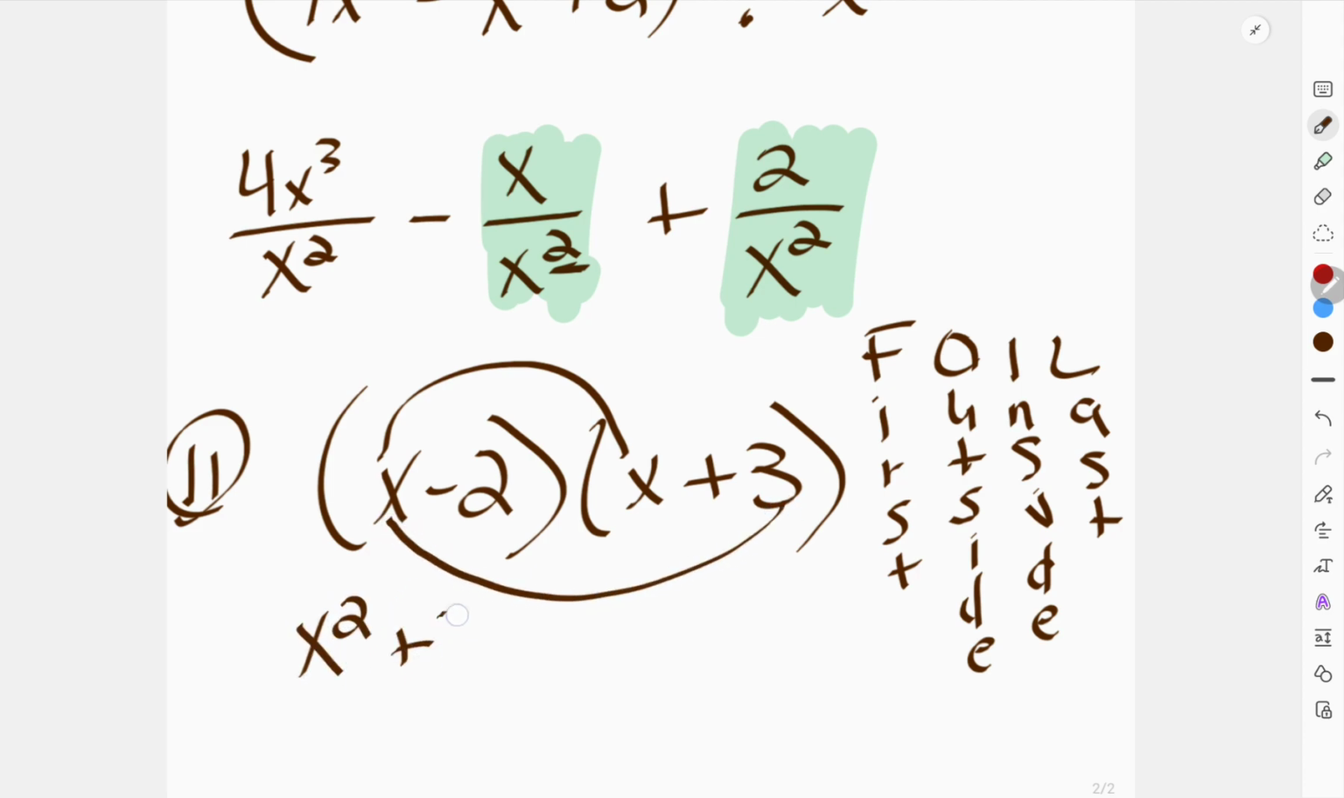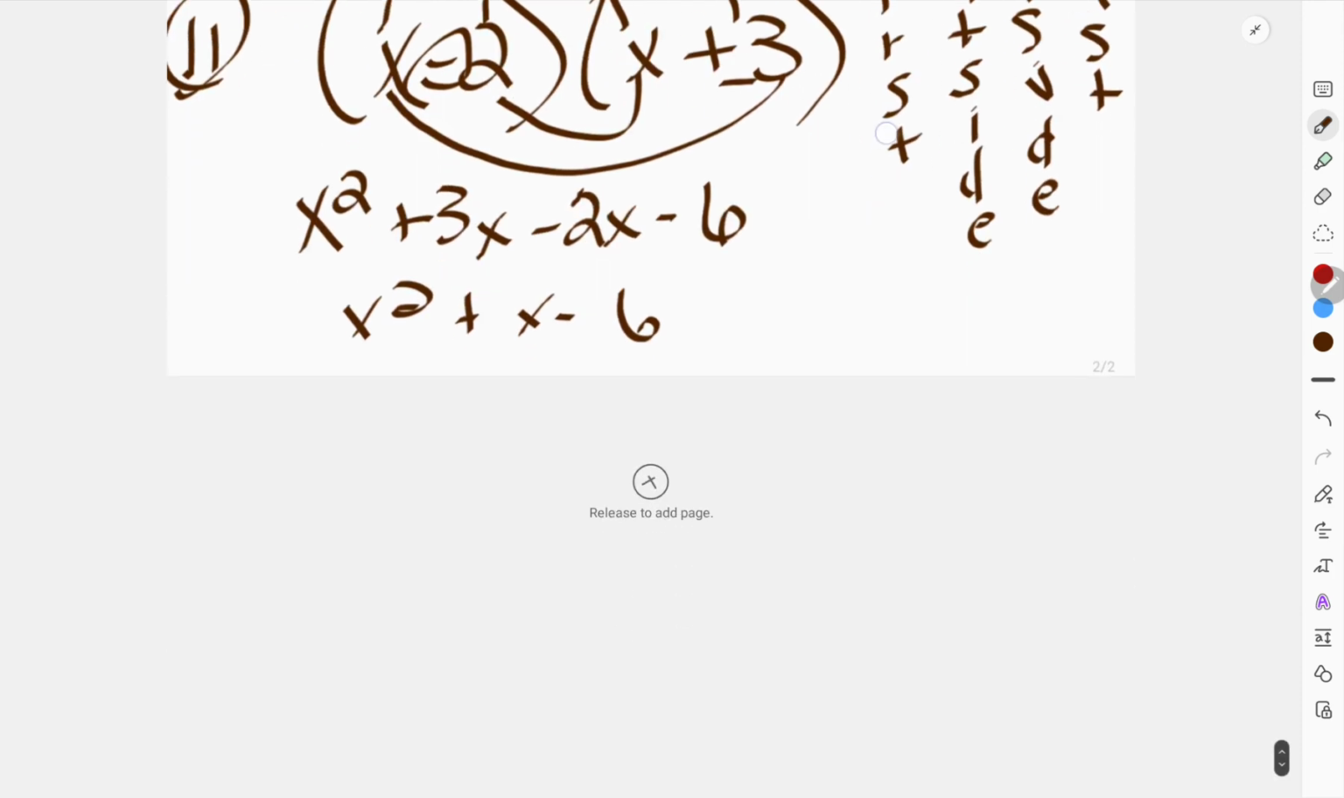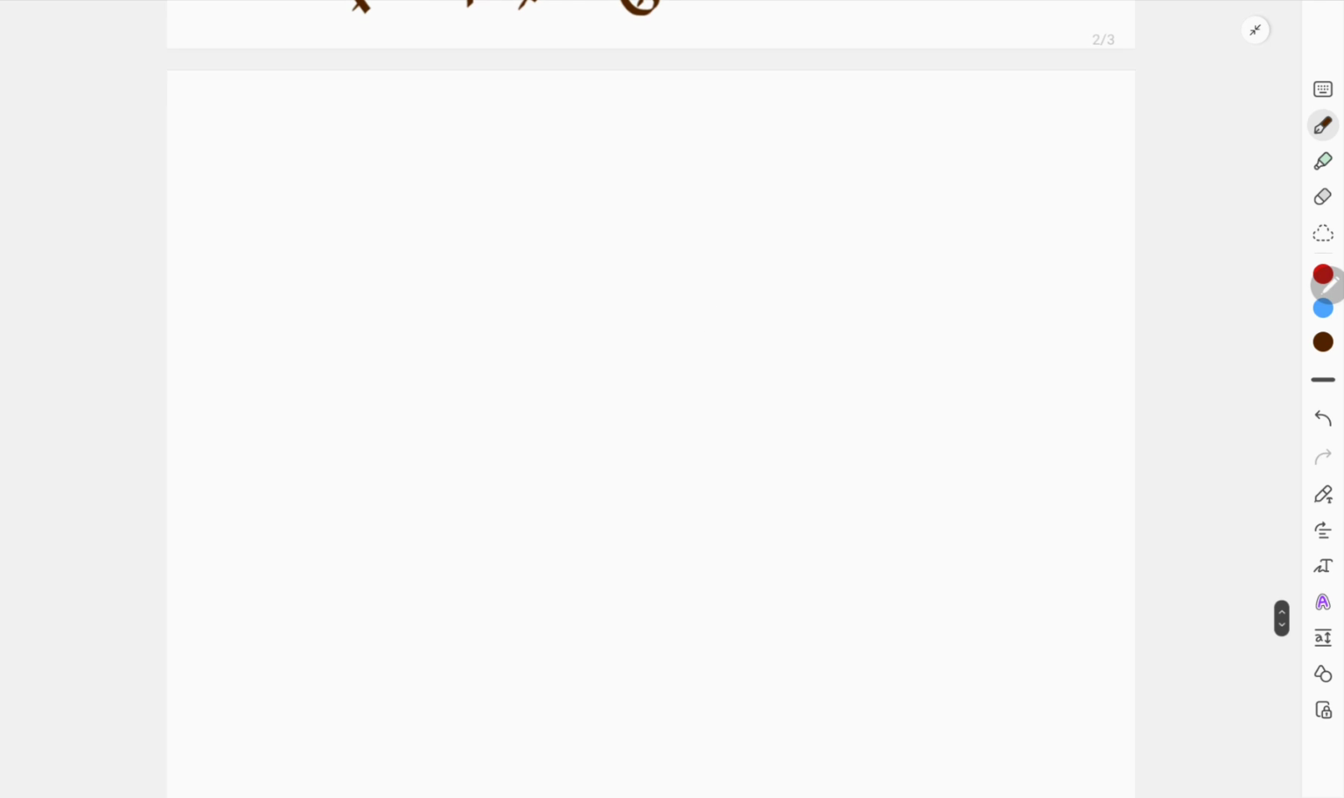Outside times the outside, positive 3x. Inside times the inside. And then the last times the last. Why is it negative 6 and not positive 6? Because I have a negative here. Okay, so x squared, I have 3x minus 2x, positive 1x minus 6 is your final answer on that one.